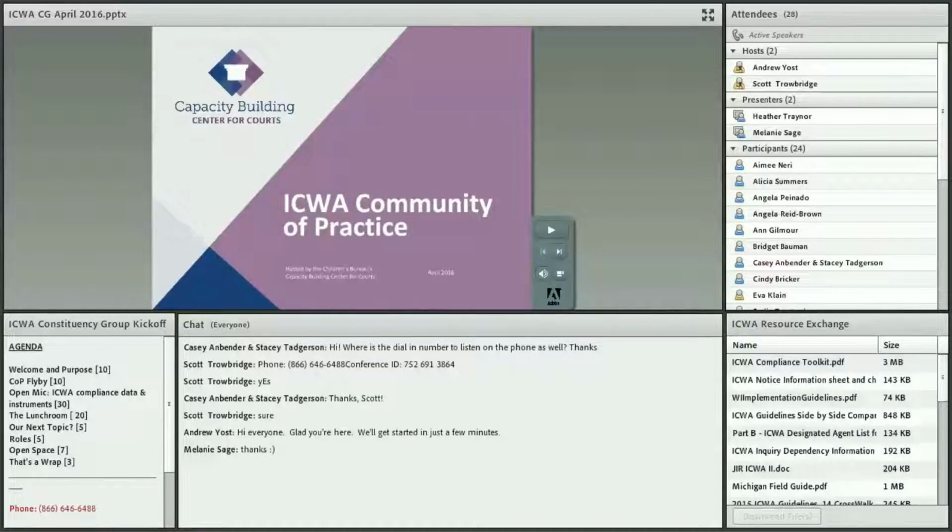As always, we have myself and Scott Trowbridge from the Capacity Building Center for Courts, and Heather Trainer and Melanie Sage from North Dakota. I won't go into gory detail about everybody's credentials, and I'll let them speak about the project that they worked on and the role that they played in that project when we get to that section of the meetup.